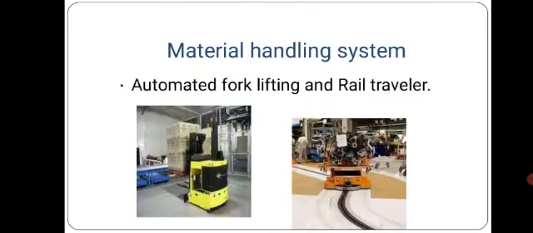Then this is the material handling system. For material handling purposes we are using many equipments: crane, hoist, and AGVs, automatic guided vehicles. Also automatic forklift and rail trailer. Different secondary conveyors are used for transporting the material.